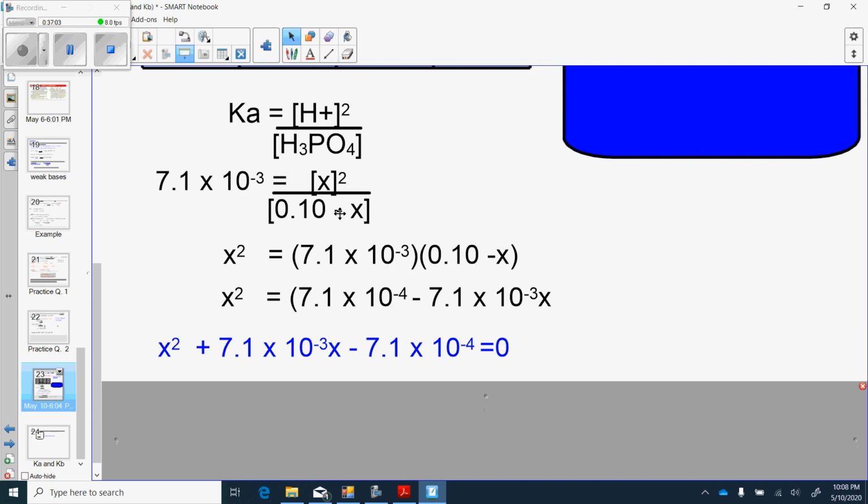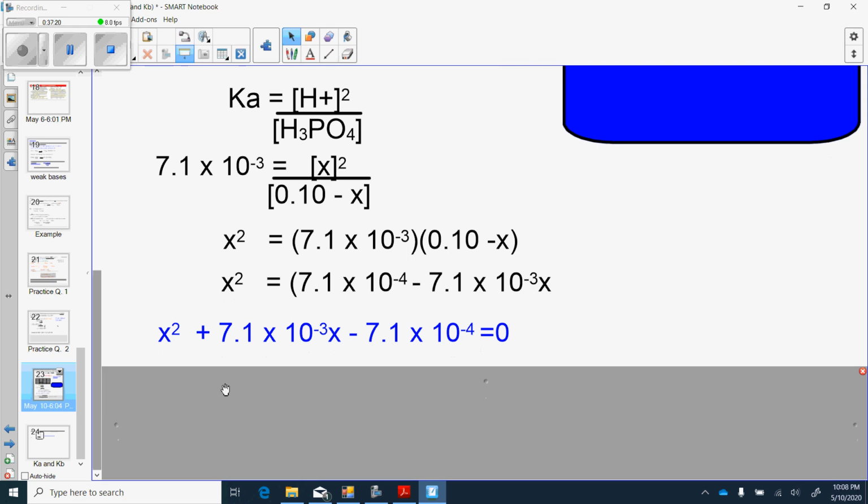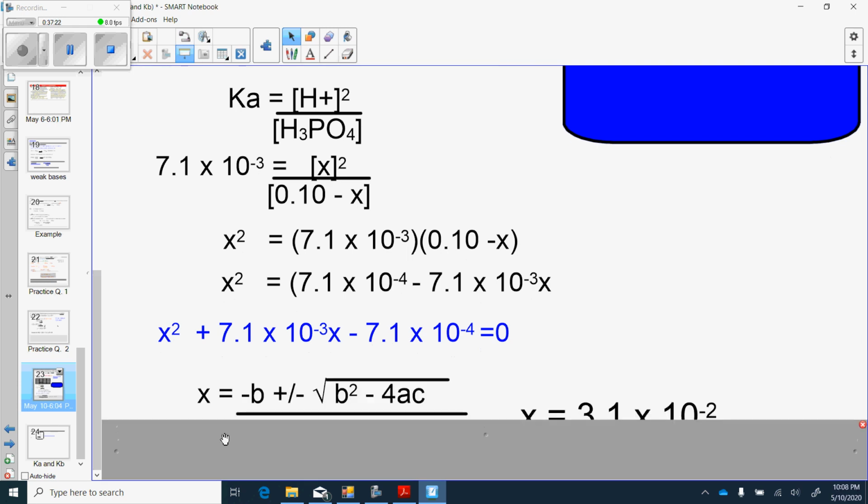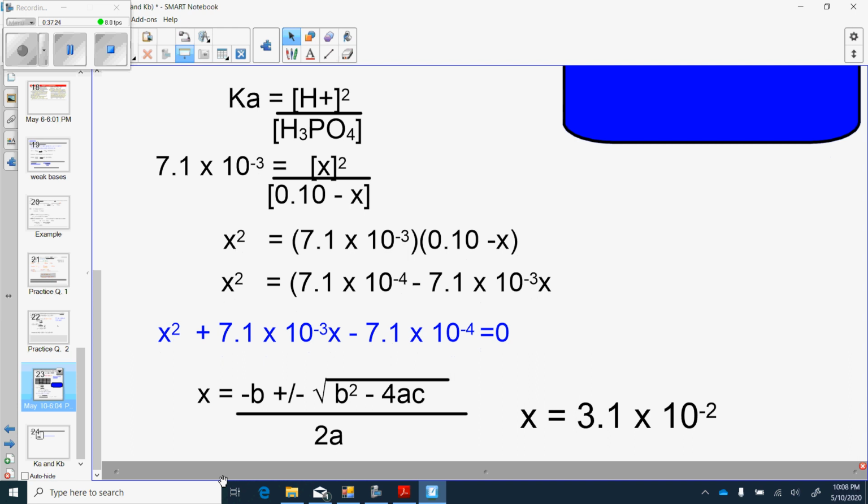Okay? So here we cross-multiplied. Here I multiplied each thing. And then I've got this. So my A value is 1. My B value is positive 7.1 times 10 to the -3. My C value is negative 7.1 times 10 to the -4. Plug that into your calculator or, on the web, and you can use your equation, and you come up with an X value of 3.1 times 10 to the -2. No units, it's an X value, right?